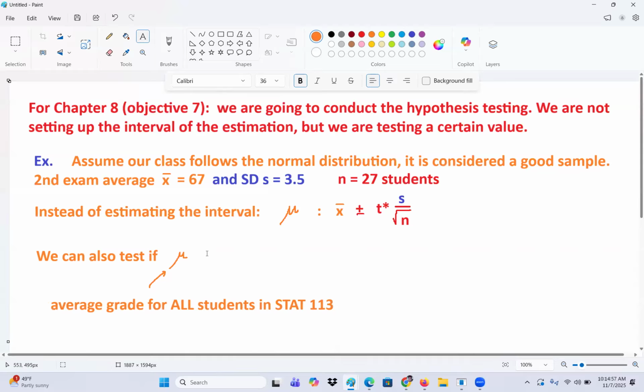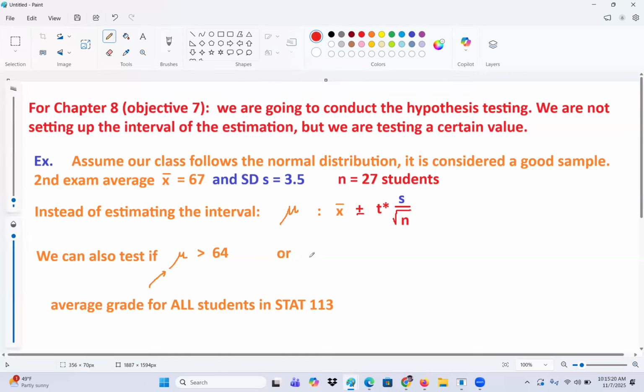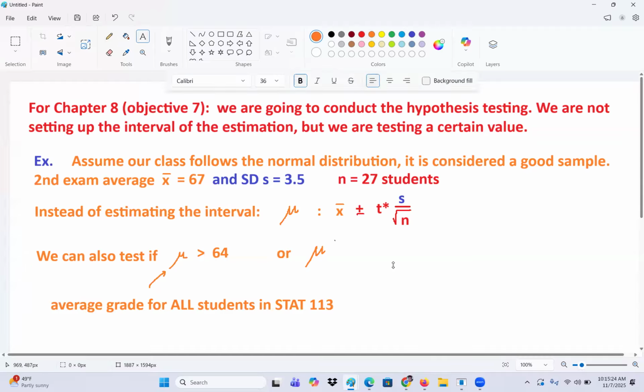I want you to know if the average grade for the entire Stat 113 will be, let's say, greater than like 64, something like that. Or you want to have the mean be less than 70 or something like that, just a C minus.